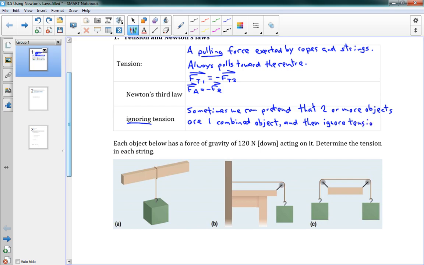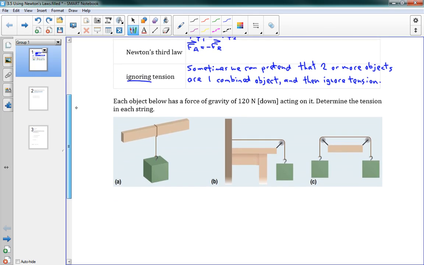And that's because if the rope is doing its job, then it's pulling the objects, and everything moves together at the same acceleration, which means that the whole thing must have some net force, and you can sort of look at it all together. We'll see that on the second page. We'll do a problem that ignores tension, at least for the first half.